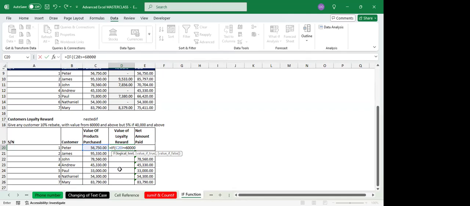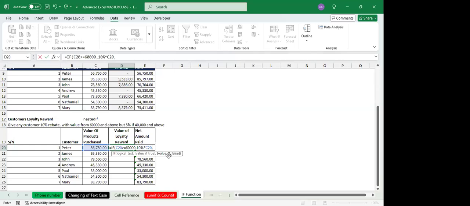Now, our test for the first one. Does it buy up to 60,000 above, comma? If it is true, what should I do? I will give him 10% of what he buys. 10% of anything he buys. Then, comma, if it is false, what should I do?